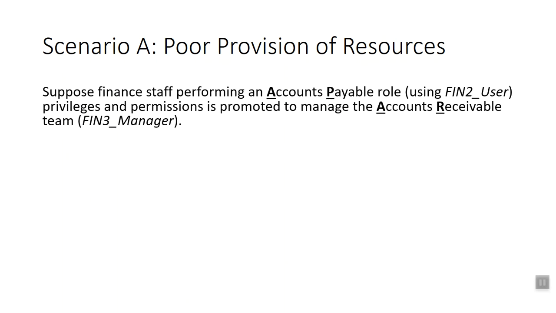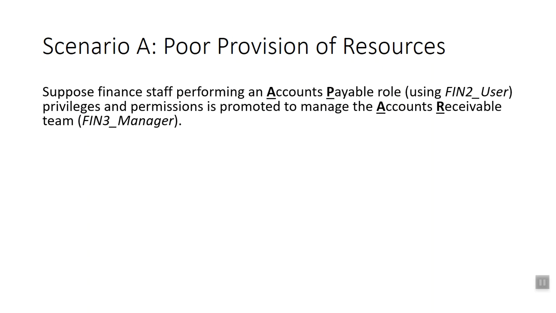So let's take two scenarios, one that's poor and one that's good. The first one, the poor provision of resources. So suppose finance staff performing an accounts payable role using fin2 user privileges and permissions is promoted to another section of the finance department, the accounts receivable team, right? And let's say they're a team lead.